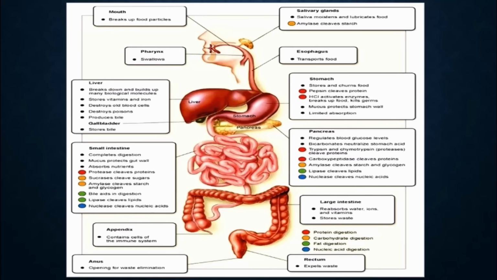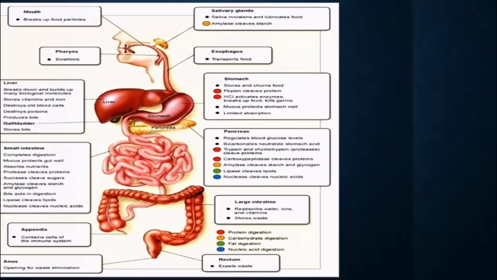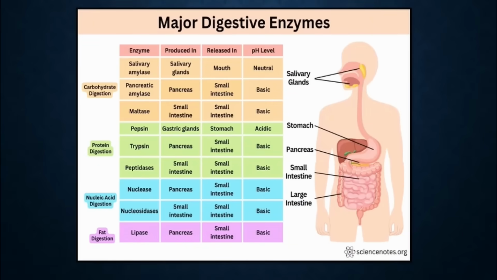Now the waste enters into the rectum, where the undigested food in the form of stool or feces is stored. When the rectum is more than half filled, a stimulus is generated from the brain, and the excretion takes place in the form of defecation through the opening called the anus.